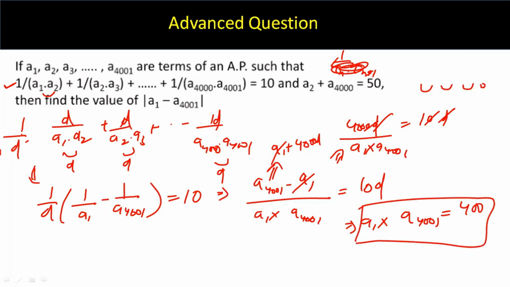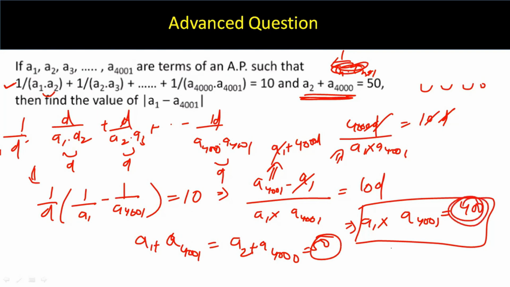और क्या गिवन है? a2 plus a 4000 गिवन है. यहां से क्लिक हो जाना चाहिए. You have one equation in a1 and a 4001, and because it's an AP, so you can also write a1 plus a 4001 is same as a2 plus a 4000, which is nothing but 50, right? तो sum 50 है and multiplication 400 है. सॉल्व करने की जरूरत नहीं है. दिस इज 40 into 10 and 40 plus 10, right?